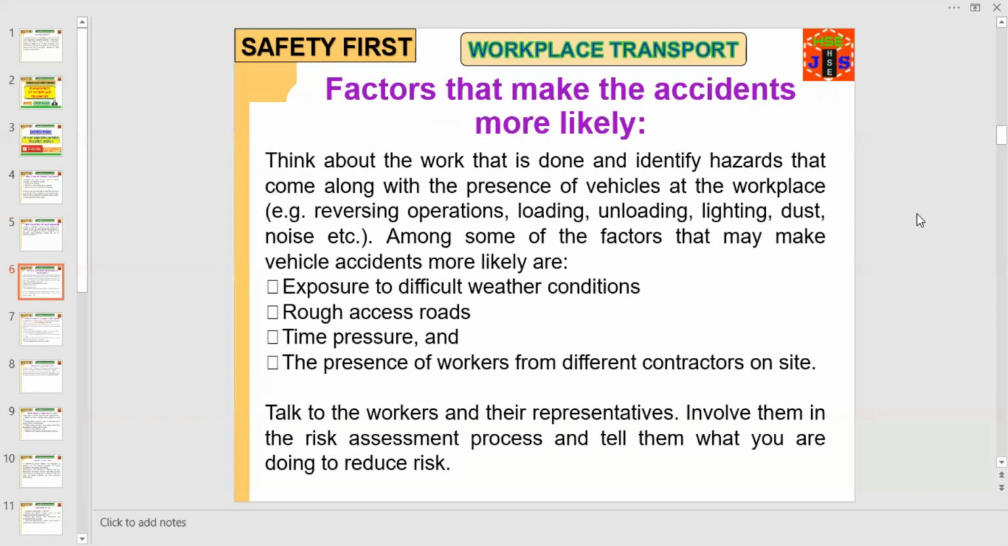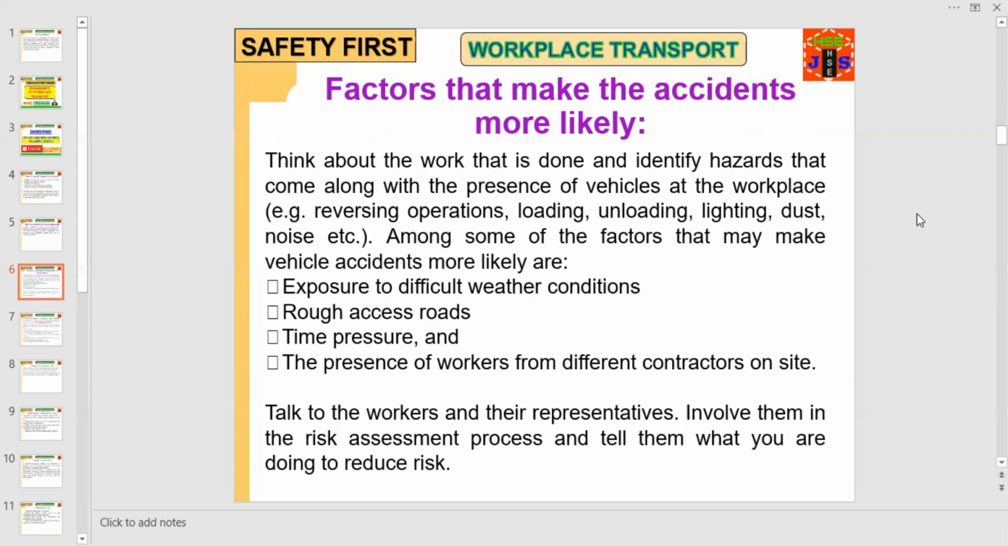Think about the work that is done and identify hazards that come along with the presence of vehicles at the workplace. For example, reversing operations, loading, unloading, lighting, dust, noise, etc. Among some of the factors that may make vehicle accidents more likely are exposure to difficult weather conditions, rough access roads, time pressure, and the presence of workers from different contractors on site.